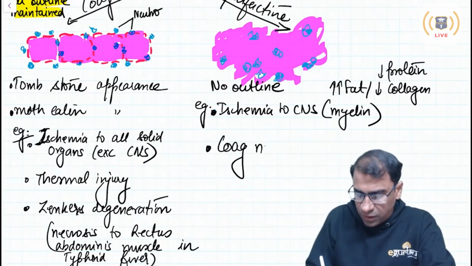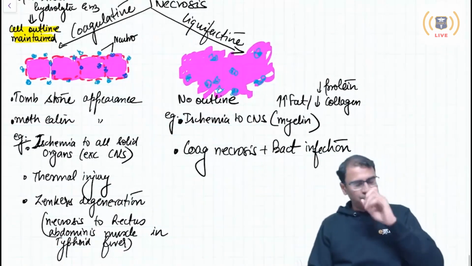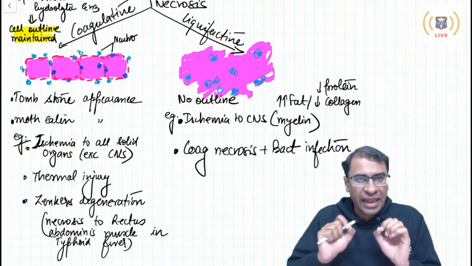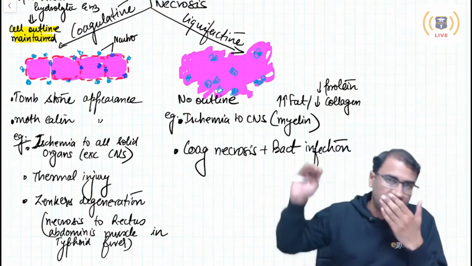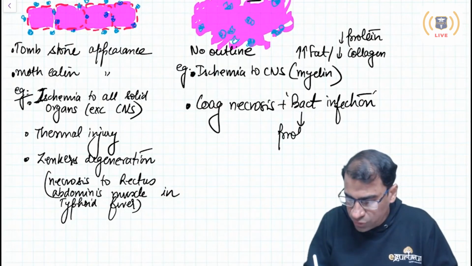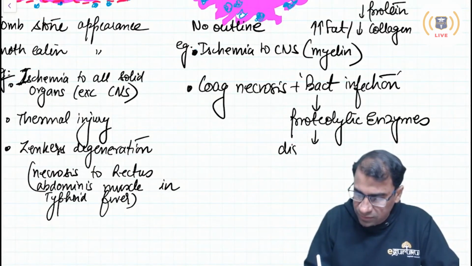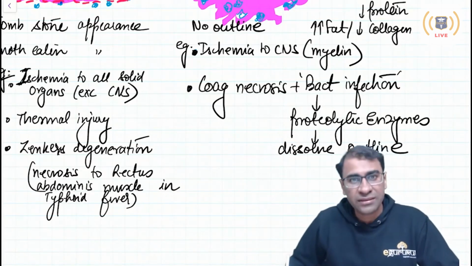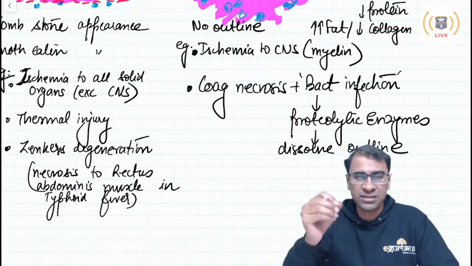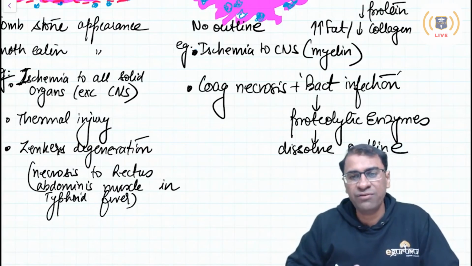Second is coagulative necrosis along with bacterial infection. Now this is very interesting again. The lysosomal enzymes of the body were inactivated, agreed? Because of which the cell outline could not be maintained. However, if a bacterial infection occurs, and the bacteria release proteolytic enzymes, this may dissolve the outline. If it dissolves the outline, it will again cause liquefactive necrosis. That means any superimposed bacterial infection over coagulative necrosis will lead to liquefactive necrosis.